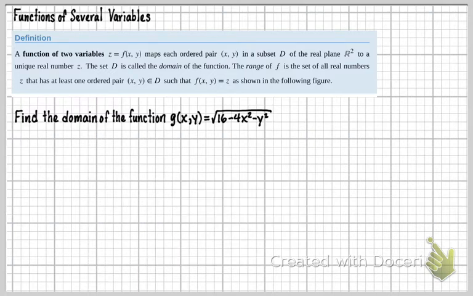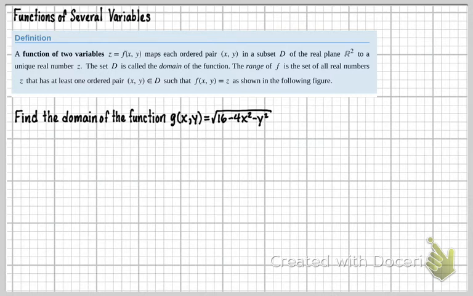So let's get started with this problem. It says find the domain of g(x,y) equaling the square root of 16 minus 4x squared minus y squared. Now here we're just looking for the domain, and the domain is in R2. It's called the domain of the function. So we're looking at a two-dimensional domain here. It's not one-dimensional anymore, where I can say all real numbers or x is from -2 to 2. I'm not going to say anything like that now because this is two-dimensional. So that means it's on the xy plane.